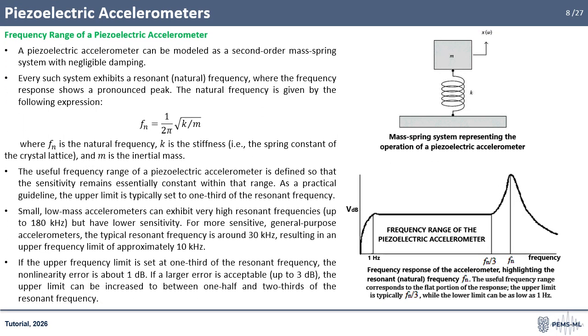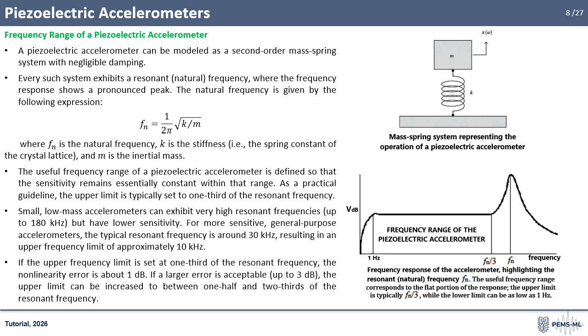A piezoelectric accelerometer can be modeled as a second-order mass spring system with negligible damping. Such a system has a natural resonant frequency at which the frequency response shows a strong peak, as given by the expression on the slide. The useful frequency range is defined as the range in which the accelerometer sensitivity remains essentially constant. In practice, the upper frequency limit is usually taken as 1/3 of the resonant frequency.